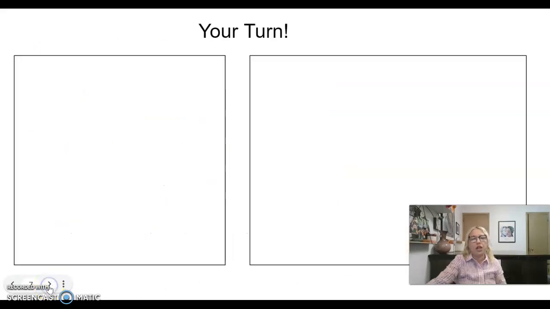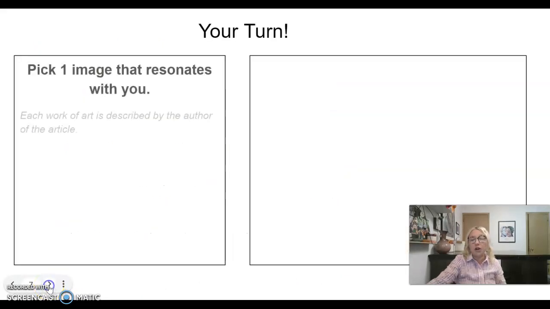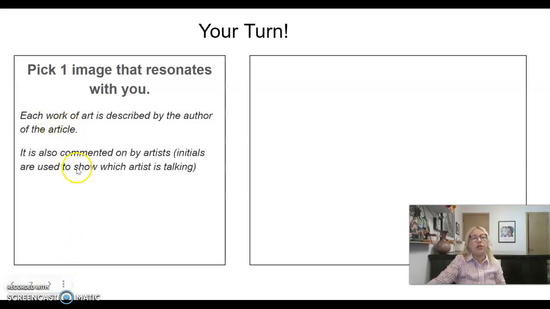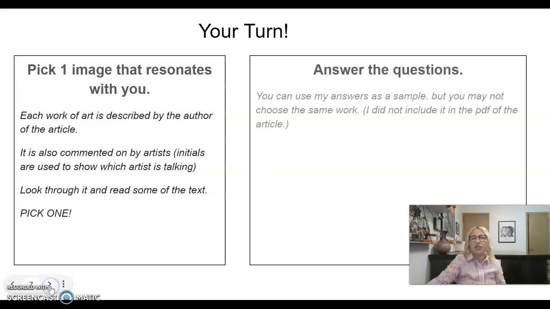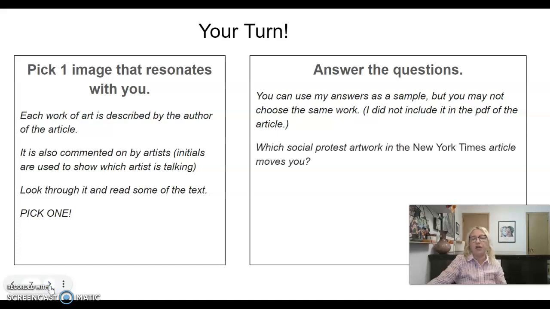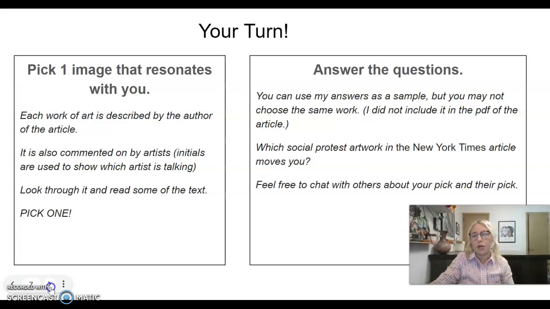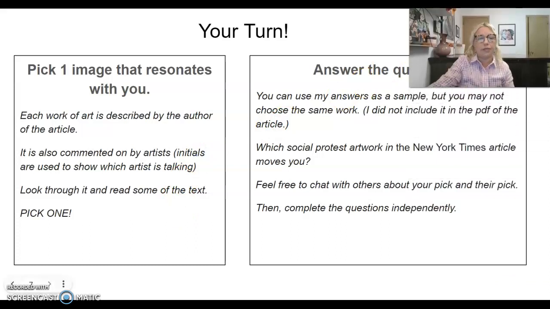Okay. Your job now is to pick one image from the article that resonates with you. Each work is described by the author of the article. It's also commented on by artists, so read that. Pick one and answer the questions in your packet. You can use my answers as a sample, but you're not going to be able to choose the same work, since I didn't include it in the PDF article. So which social protest artwork in the New York Times article moves you? Feel free to chat with others about your pick and their pick, and then complete the questions independently.